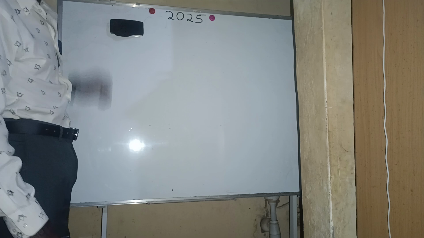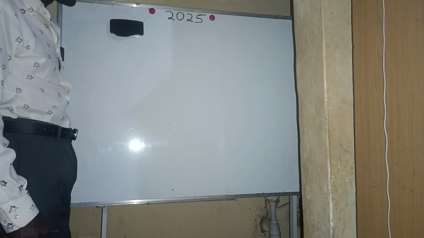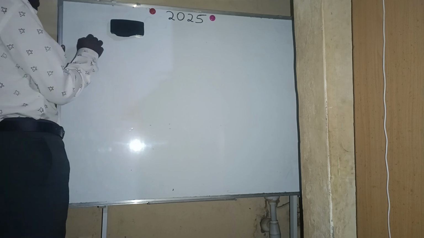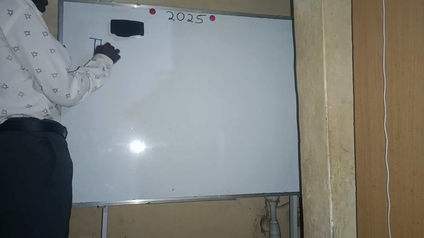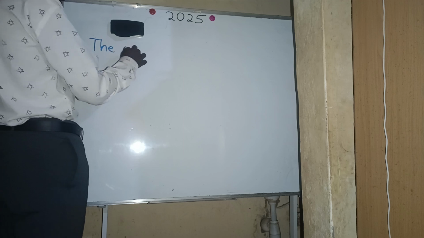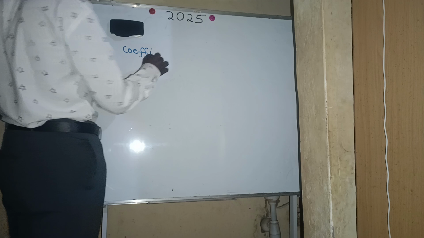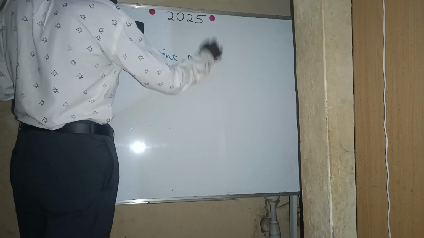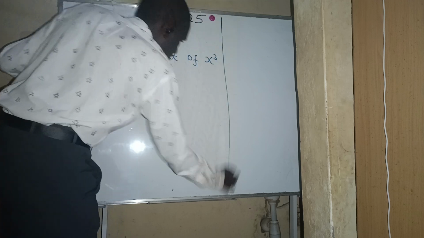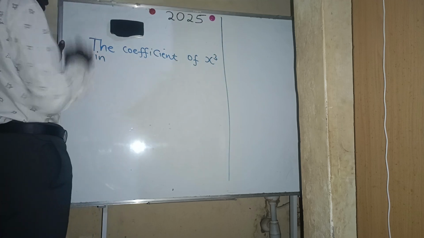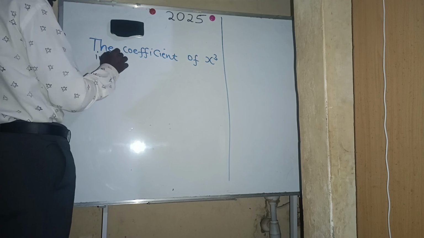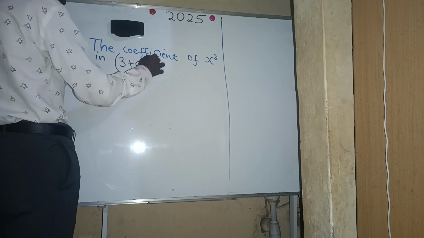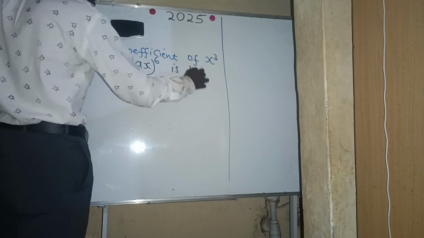And I have a question in A level of our Cambridge GCSE curriculum. And the question reads, the coefficient of x cubed in (3 + ax)^6 is 160.